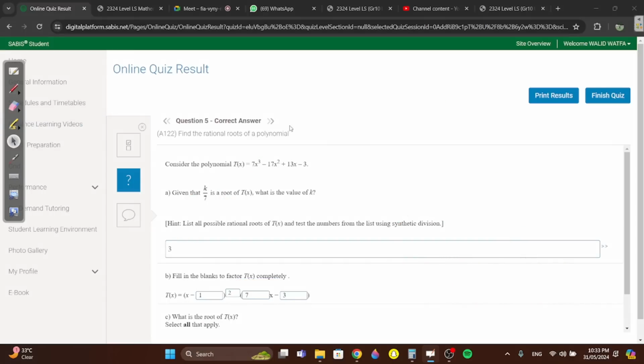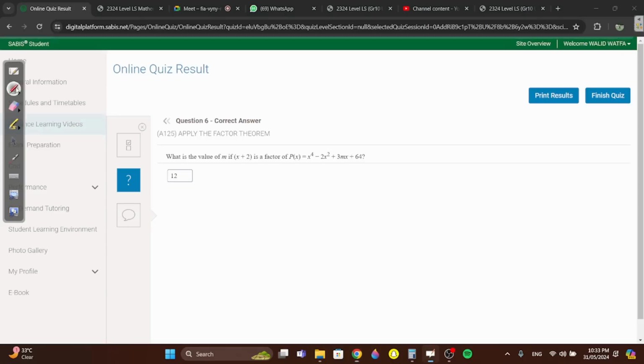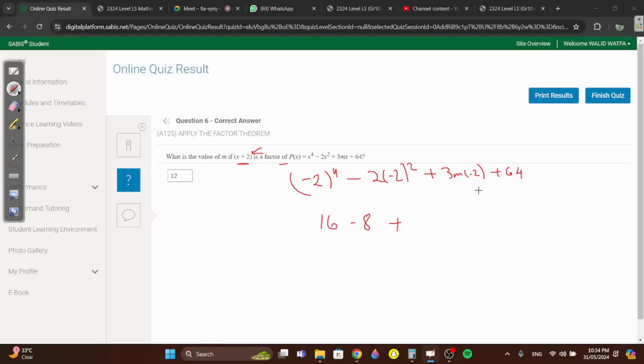I don't know. Question 6. Okay, what's the value of m if x plus 2 is a factor? If it's a factor, that means if you substitute minus 2, it's going to equal 0. So minus 2 to the power of 4 minus 2 times minus 2 to the power of 2 plus 3m times minus 2 plus 64. Minus 2 to the power of 4 is going to be 16. Minus 2 times minus 2 squared is going to be minus 8, I think, plus 3m times minus 2 is minus 6m plus 64 equals 0.